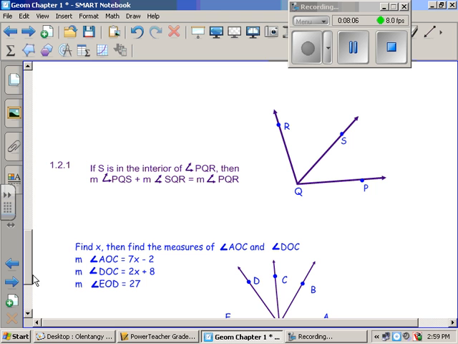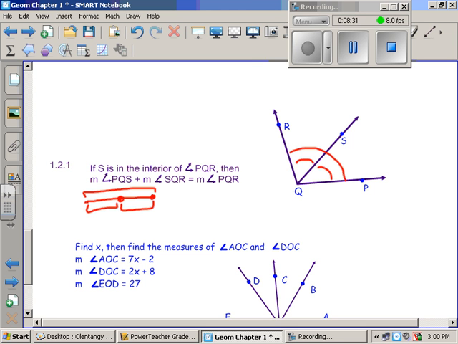Okay, now let's talk a little bit about the angle addition postulate. It works just like the segment addition postulate. Remember, it says if we had a point in between, this plus this equals this whole thing. Well, the angle addition postulate says that this angle plus this angle equals the whole angle.